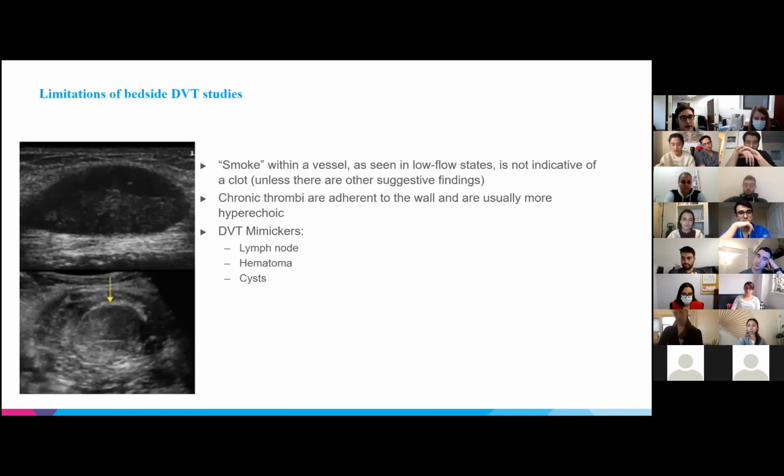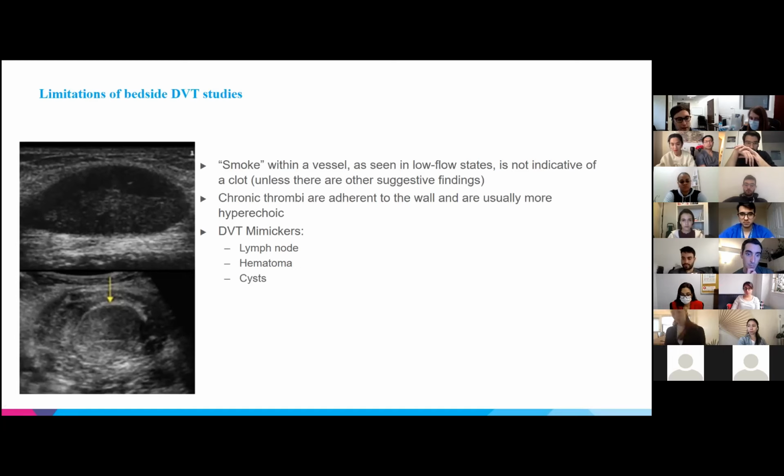So some of the limitations of bedside studies, right? So smoke, sometimes you'll see, especially in patients with cardiogenic shock. So you'll see almost like smokiness within the vein. That could either be that your gain is too much or the flow of blood is too little. But it doesn't necessarily mean that there's a clot. So you have to sort of look for other findings like lack of compressibility. Acute versus chronic thrombi. So acute thrombi classically are in the center of the vein, whereas chronic thrombi are going to be more adherent to the wall.